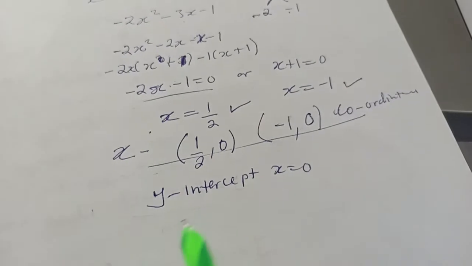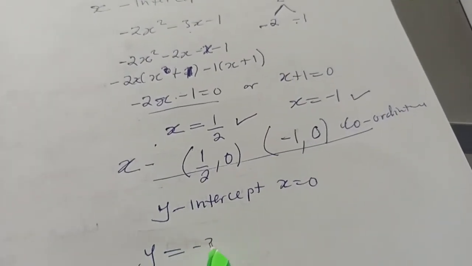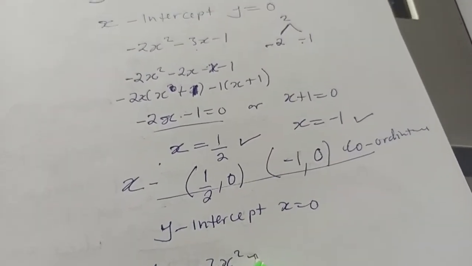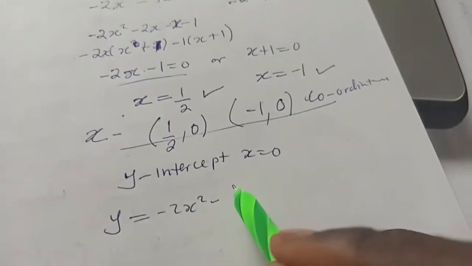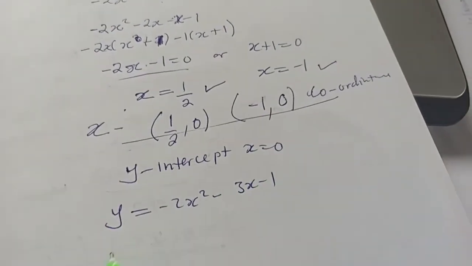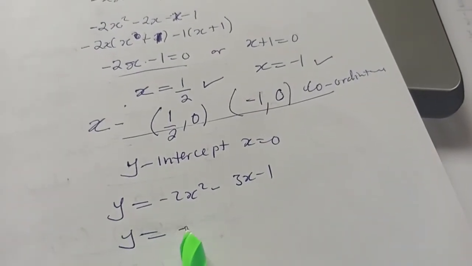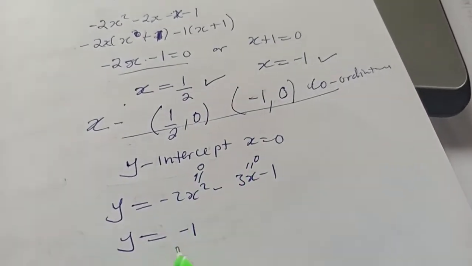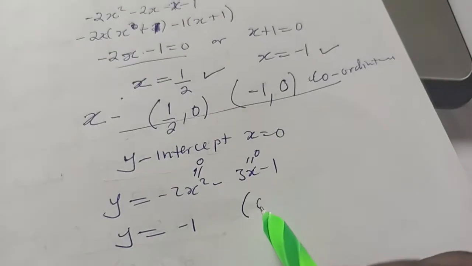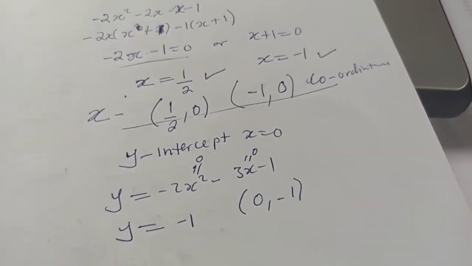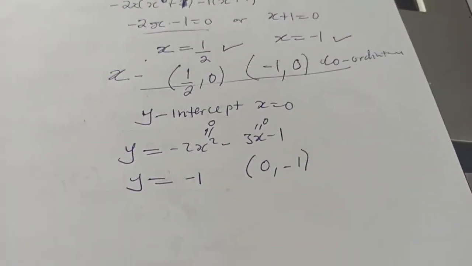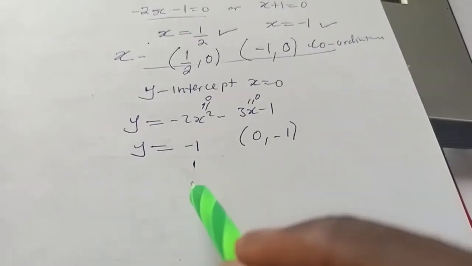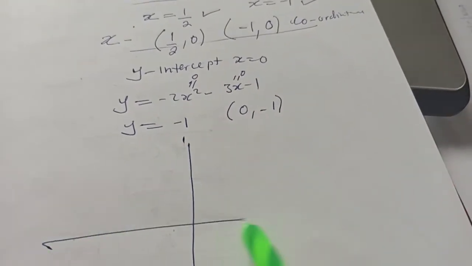X is equal to 0. So y is equal to negative 2x squared minus, from the equation, minus 3x minus 1. Y is equal to negative 1. All these are zeros. So meaning the coordinates are 0, negative 1. Let's sketch the graph.